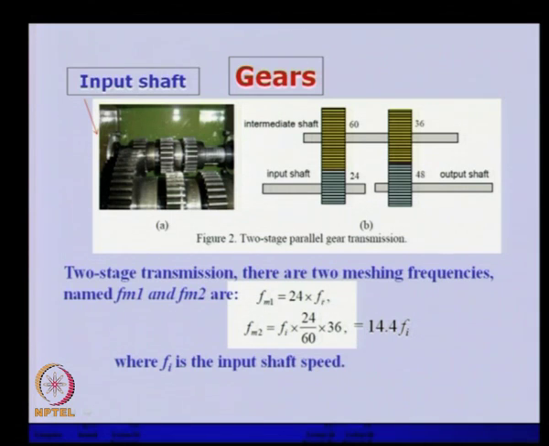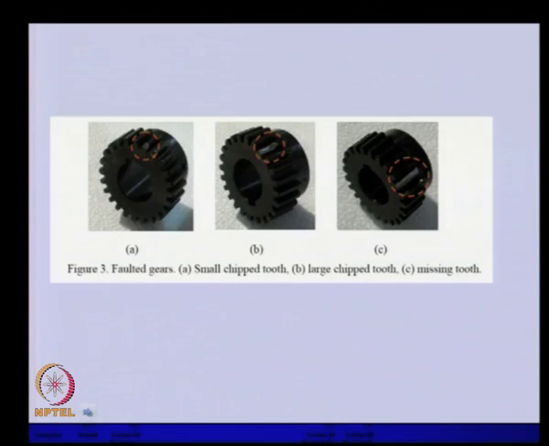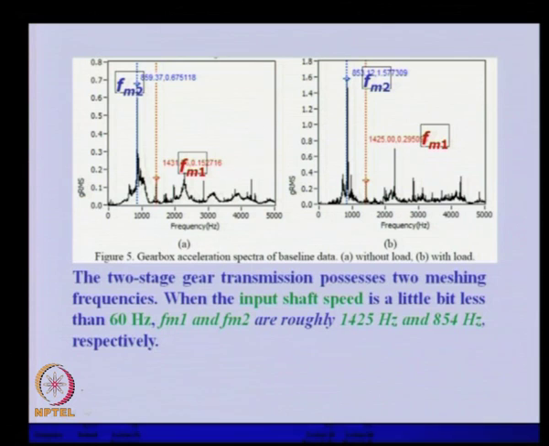So, we should expect these two tooth meshing frequencies in the vibration spectra, apart from the rotational frequency of the input shaft. These are the various gears and especially the faults. You can see in the first one a small chipped tooth, where a small tooth has been chipped off. This is a large chipped tooth that has been removed, and another one in which the whole tooth has been removed. So, there are three levels of fault, all of them related to the tooth of the gear.